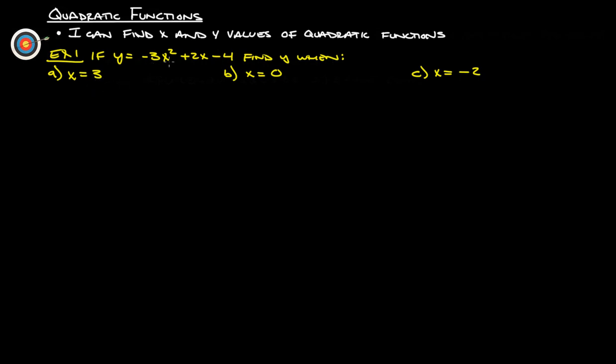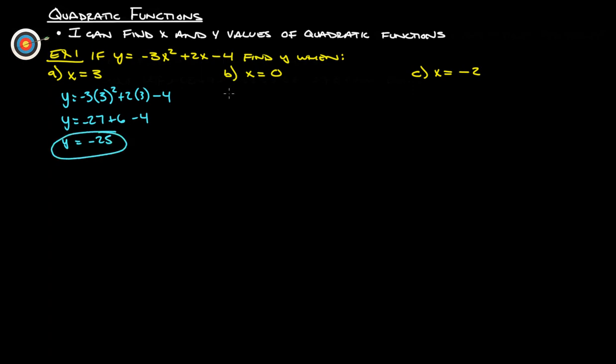So really on this, all we're going to do is just plug 3 in for each of the x's. So y equals negative 3 times x, which we now know is 3 squared, plus 2 times 3 minus 4. Okay. So 3 squared is first, that's 9, times negative 3 is negative 27. And then 2 times 3 is 6, and then minus 4. So that gives us negative 25 when we add those all together.